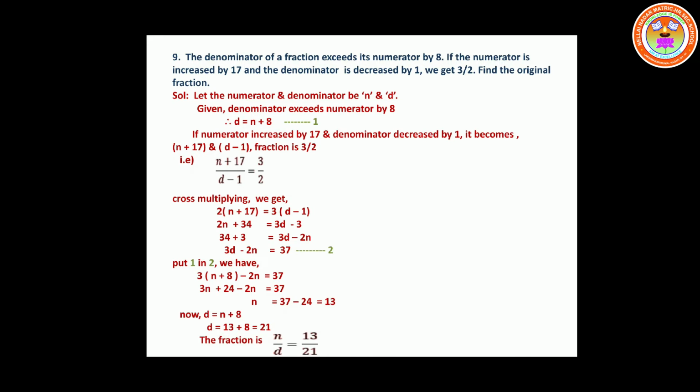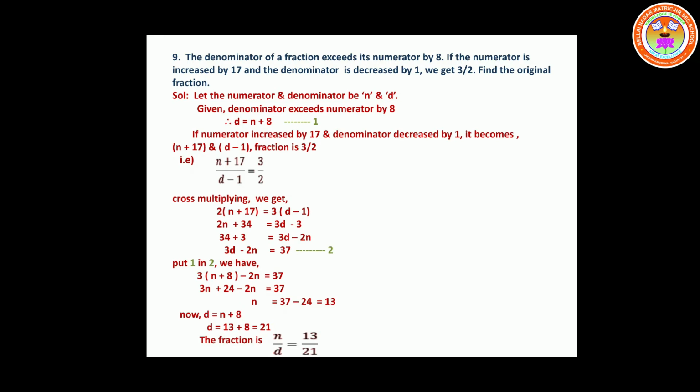So first let me take the numerator as n and d for the denominator. The first statement, denominator exceeds numerator by 8. Therefore d is equal to, d is the denominator exceeding the numerator by 8, so n plus 8. That is the first equation.